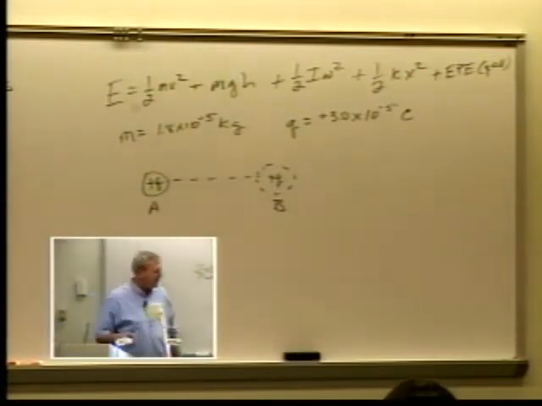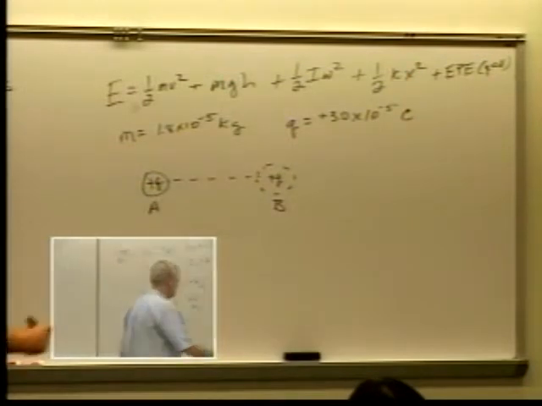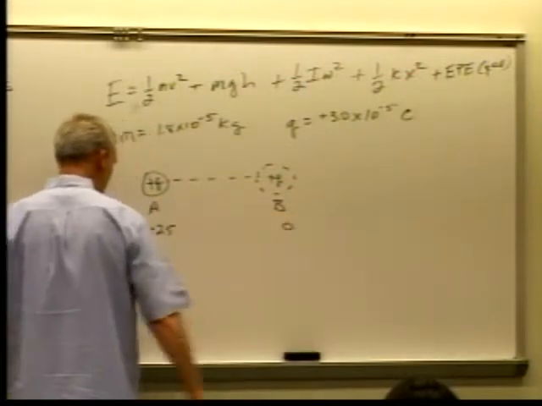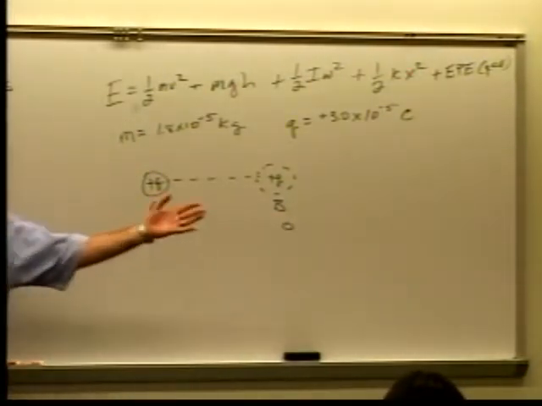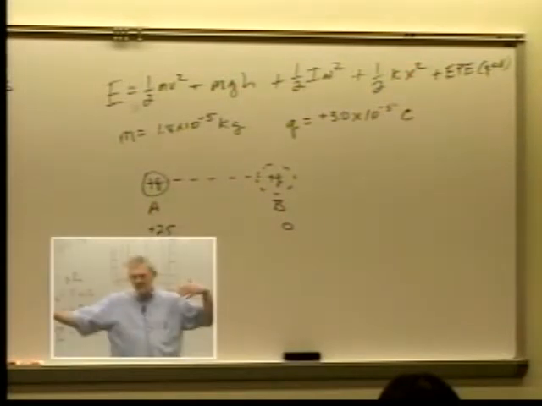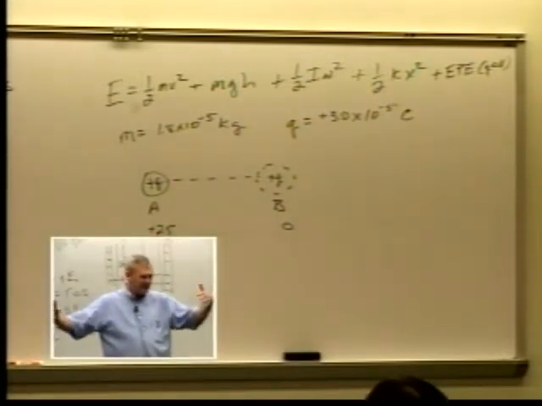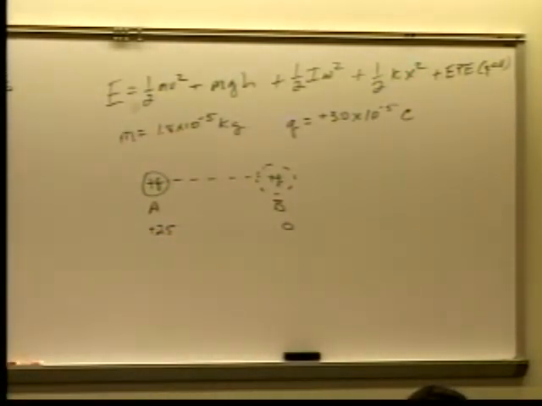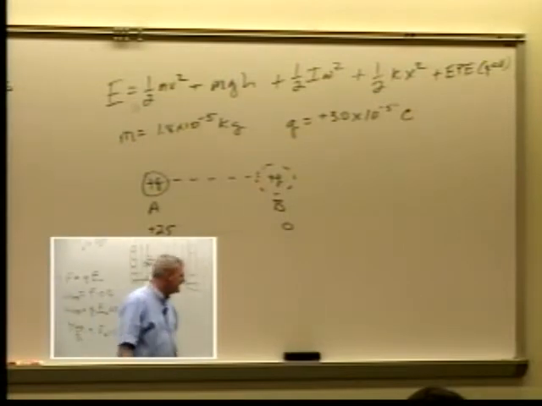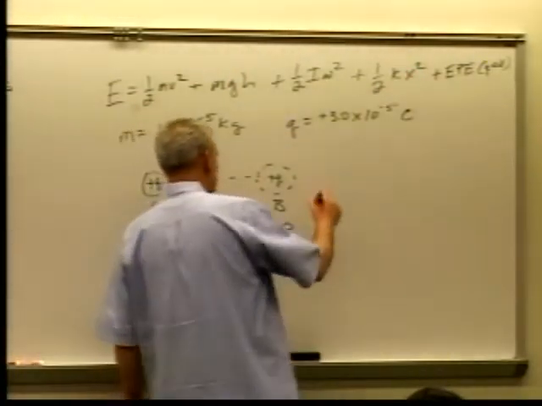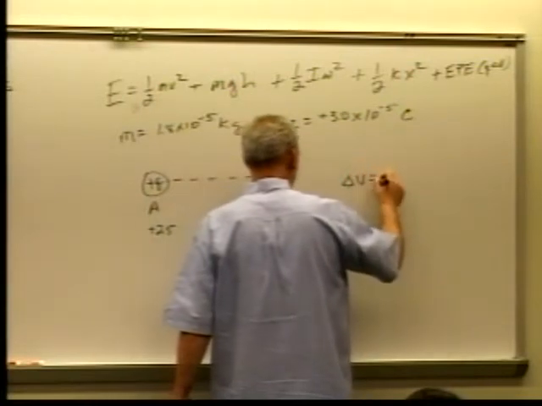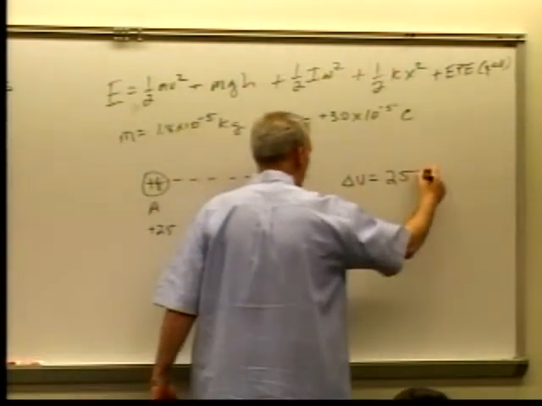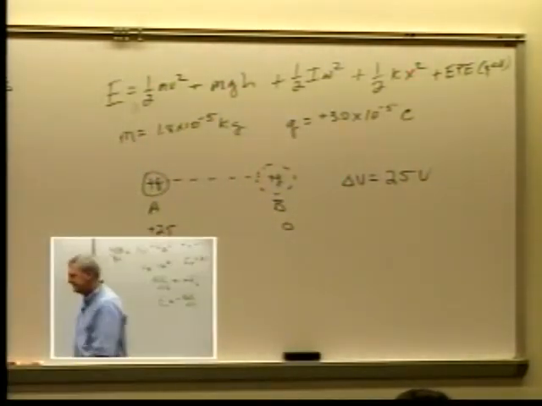So this is like plus 25, and this could be at 0, or 50 and 25, or positive 12.5 and negative 12.5. The potential difference between these two is 25 volts. So delta V is equal to 25 positive volts.